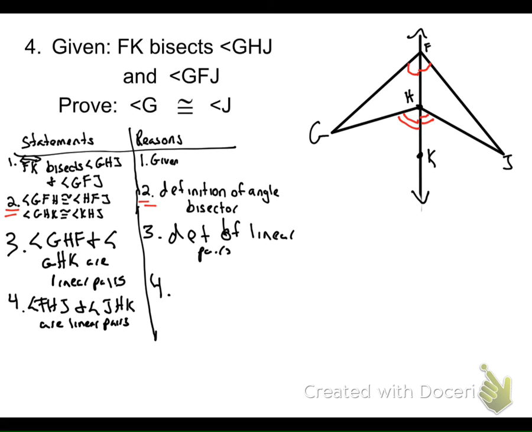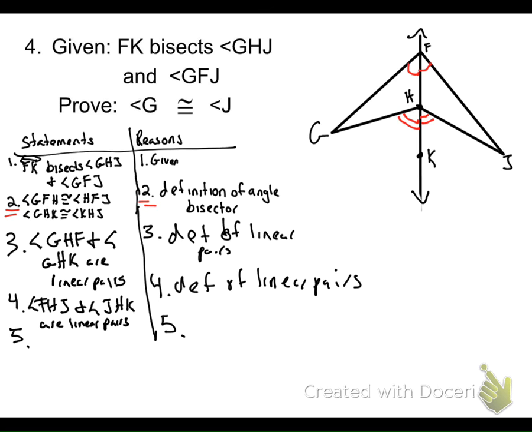We also know that they're linear pairs, right? And again, that's by the definition of linear pairs. Okay. Number 5, are you ready? So, what do we know about linear pairs? They add up to be how much? 180. So two things that add up to 180, what do we call those?